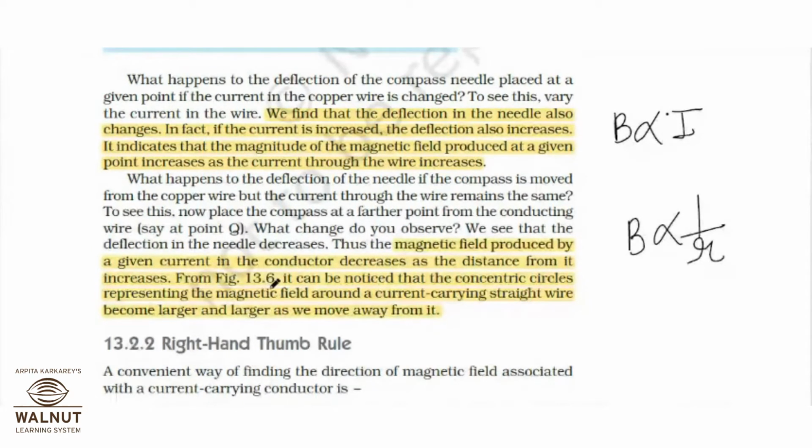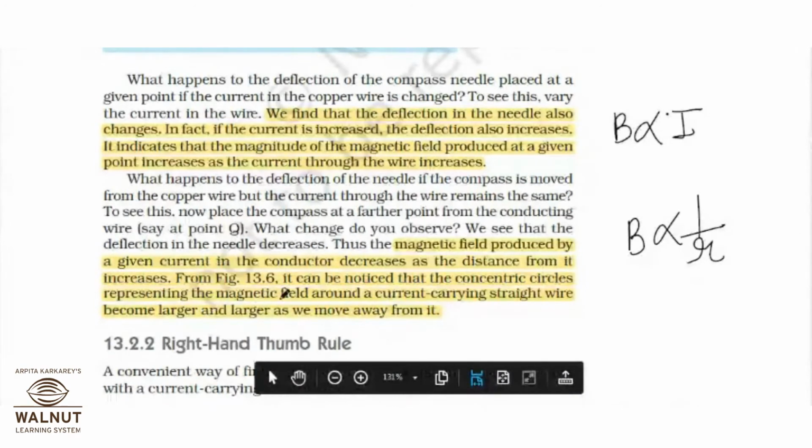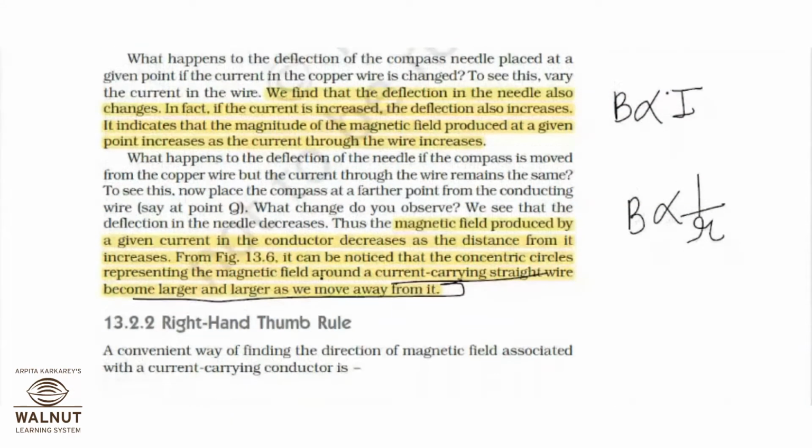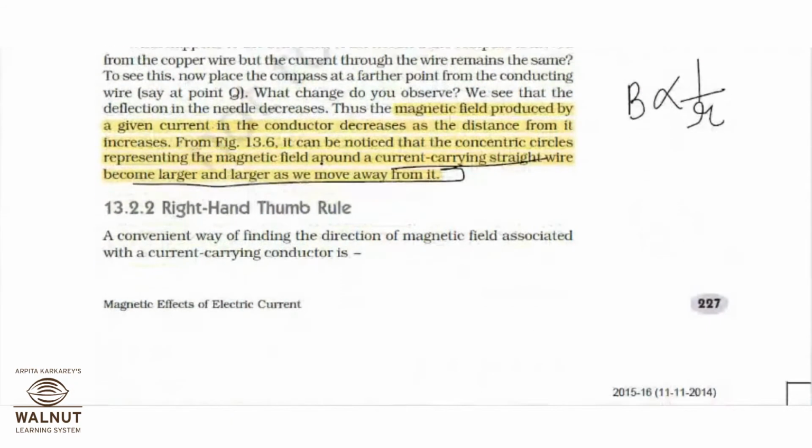From figure 13.6, it can be noticed that the concentric circles representing the magnetic field around a current carrying straight wire become larger and larger as we move away from it. So any doubt in this particular section? How the current flows through a straight conductor, what kind of pattern you observe, what kind of relationships you can deduce from that. Okay. Now we will see why we get those.